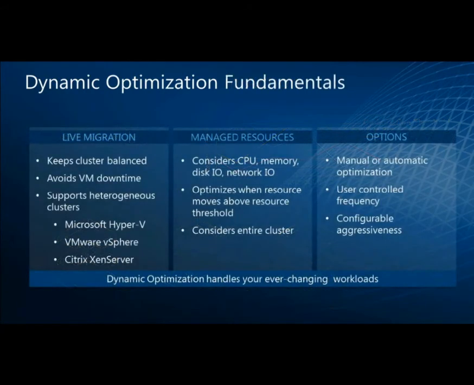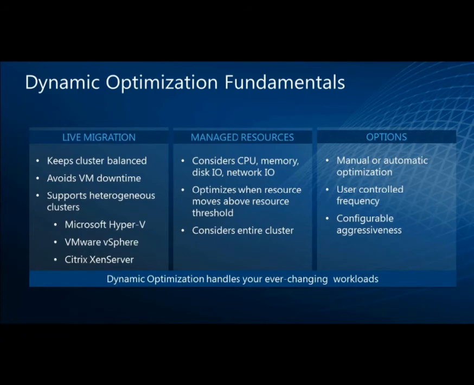So if we look at the fundamentals of dynamic optimization, we want to keep the cluster balanced. We don't want one host using a very disparate amount of resources compared to another. We don't want one running at 80% utilization and the other running at 10% utilization, but instead we want to keep it balanced between the systems. We want to avoid VM downtime. So by having more resources available on each of these systems and balancing them out, the VMs will be more responsive to the applications running on them.